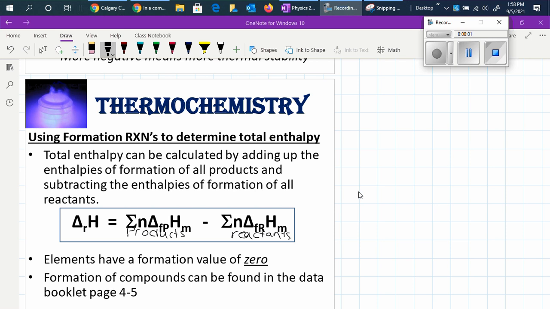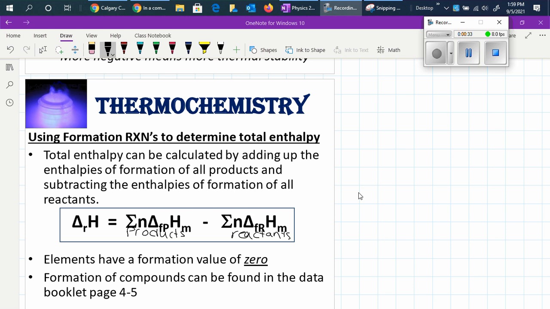And let's take a look now. How can we find the total enthalpy of a reaction using the formation reactions of the product and the reactant? So the total enthalpy can be calculated by adding up the enthalpies of formation of all the products, subtracting the enthalpy of formation of all the reactants.